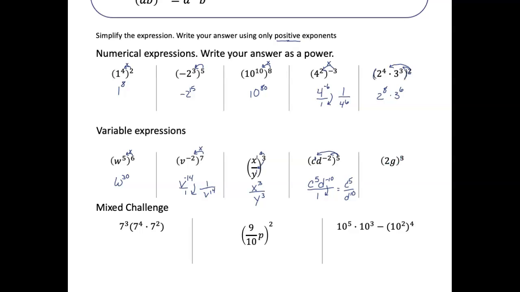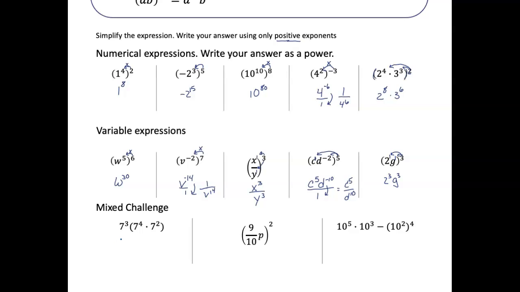I have (2g)^3. Remember, when there's not an exponent, we go ahead and give it 1. And yes, the coefficient gets 1. So this would be 2 to the, well, 1 times 3 is 3. g to the 1 would be g times 1 to the 3rd, which would be g to the 3rd.